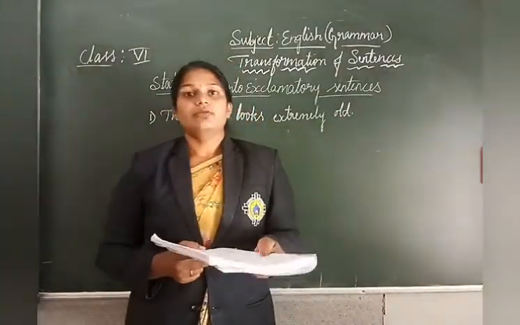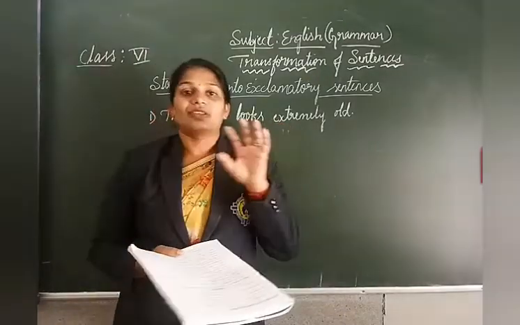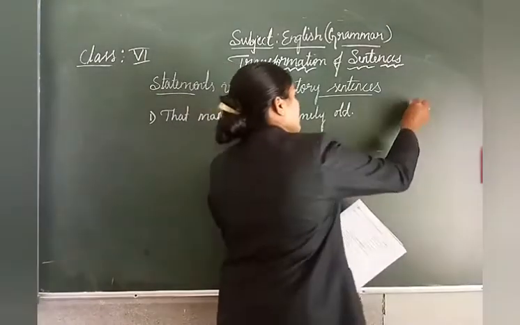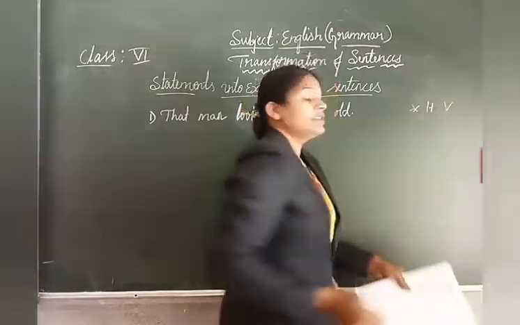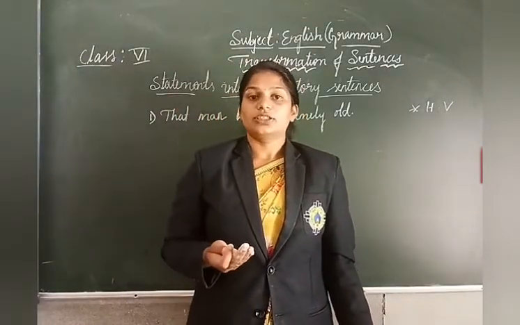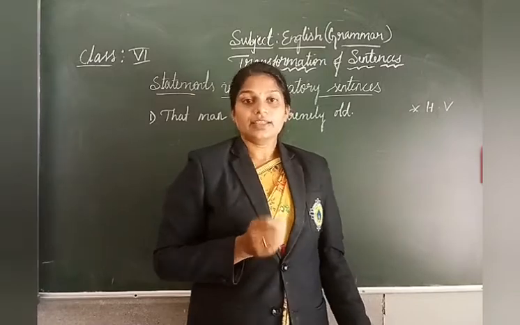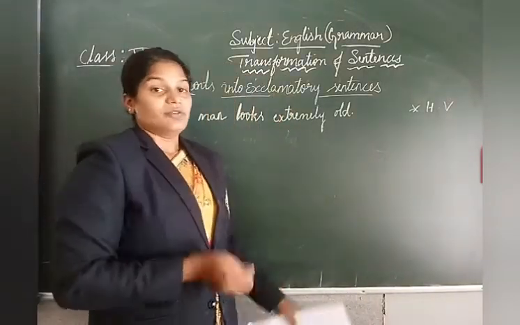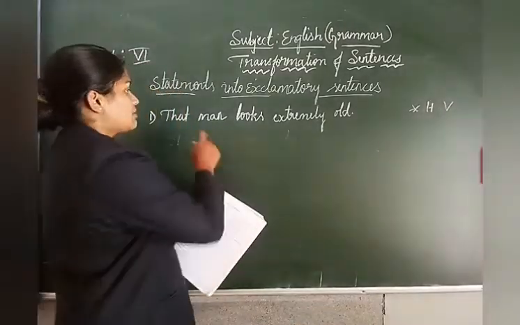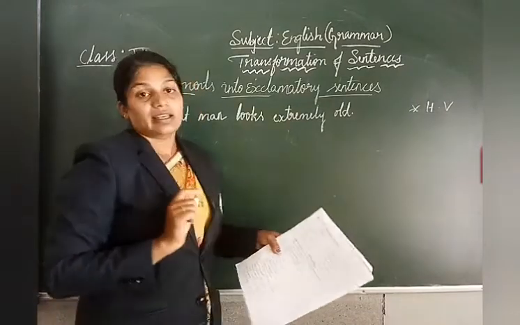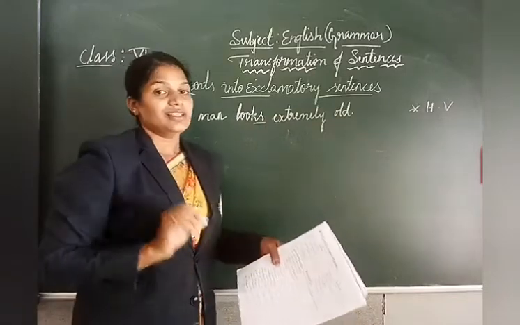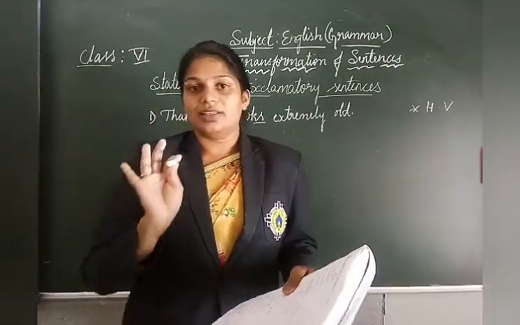So, for example, the first point is we have to find out the helping verb in the statement. Which are the helping verbs? We can call am, is, was, were, can, could, and so on. If a helping verb is there in the statement, we have to find it out. So, that man looks extremely old. Here is there any helping verb? No. But here looks means he is. So, is.